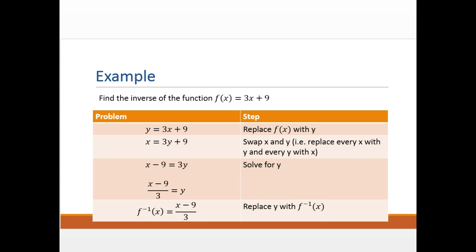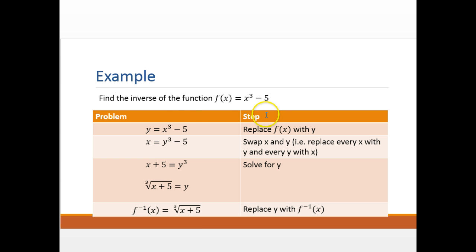This works for other functions that are not linear. Let's look at a cubic function. F of x equals x cubed minus 5. We get y equals x cubed minus 5 because we replace f of x with y. Swap the x and y. We get x is y cubed minus 5. Solve for y. We get x plus 5 is y cubed. And so the cube root of x plus 5 is y. So this is my inverse function.